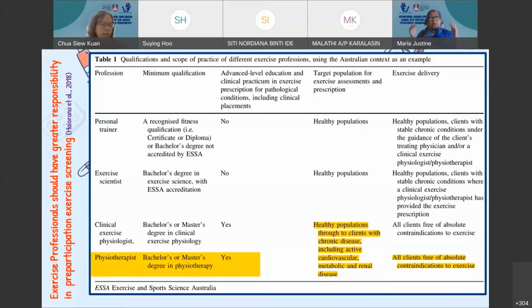I do not know whether this model is applicable in Malaysia, but we know for sure that for physiotherapists, yes, this is our scope of practice. All right, so moving on.